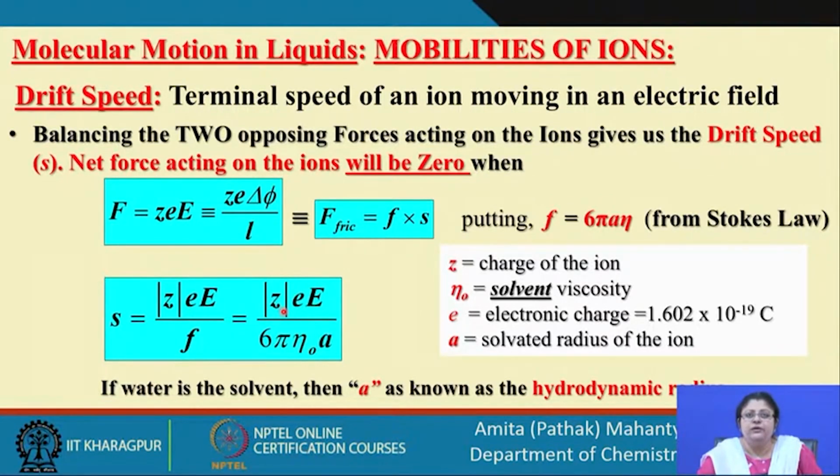A is what? That is the diameter of the ion in the solvent. We can call it the solvated radius of the ion. What is the e? Small e is the electronic charge. Eta naught is the viscosity of the solvent, and Z is the charge of the ion. Now, the solvated radius which we are talking about is also known as the hydrodynamic radius when we have the solvent medium as water.